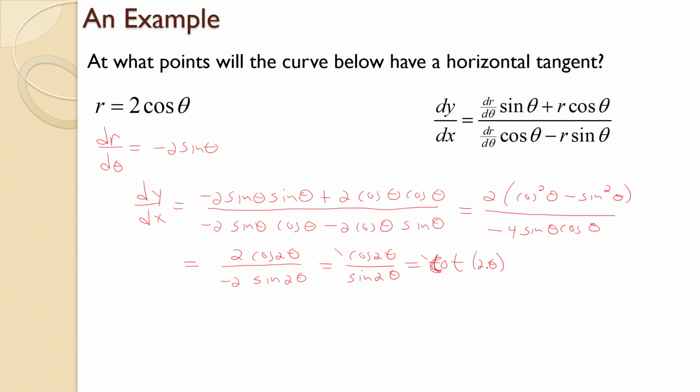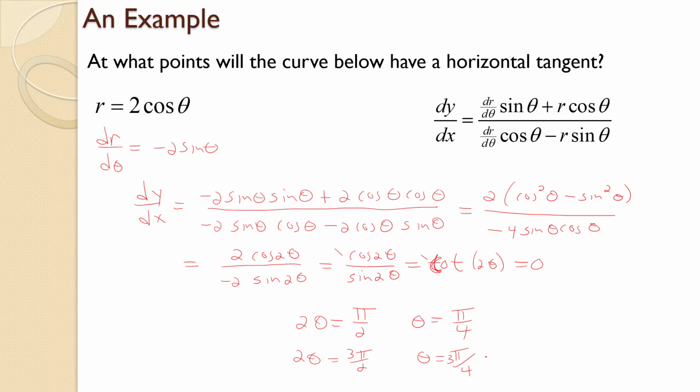So I'd like to know when this is 0, because that's how I get a horizontal tangent line. This is 0 whenever the angle for the cotangent is pi over 2 or 3 pi over 2. If the angle 2 theta equals pi over 2, that's when theta is pi over 4. That's when I would have a horizontal tangent. Also, if the angle was 3 pi over 2, then theta would be 3 pi over 4. That's another place where the curve would have a horizontal tangent line.